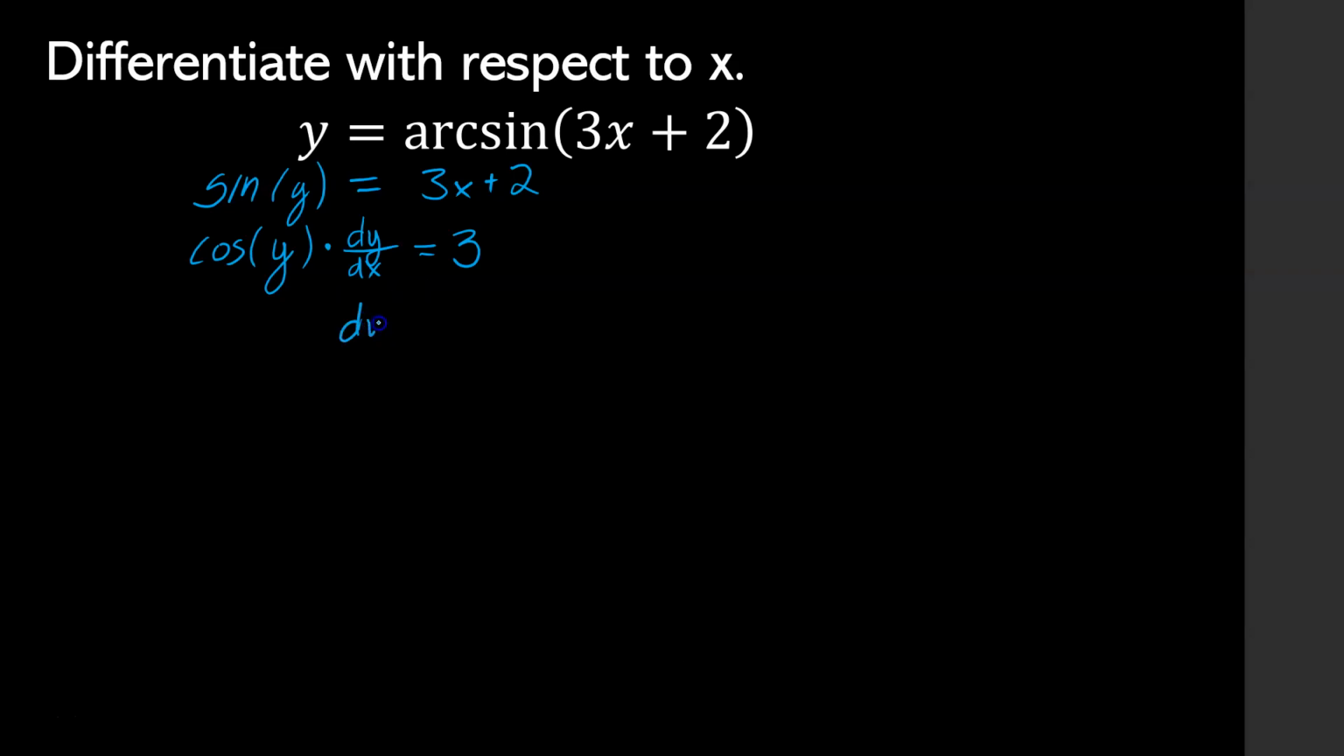It's a long day. I'm struggling. dy dx is equal to 3 over cosine of y. So we don't want to leave things with cosine of y. We started out with arc sine had an input of 3x plus 2.